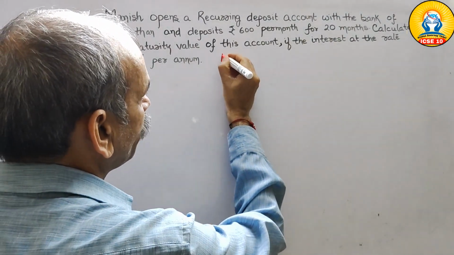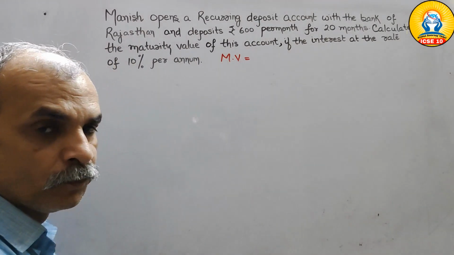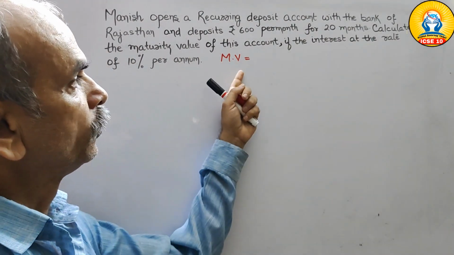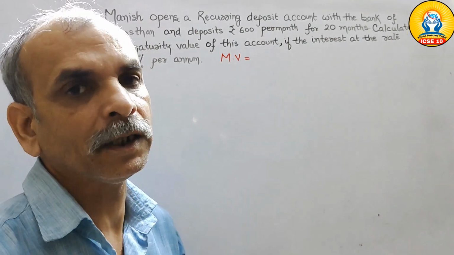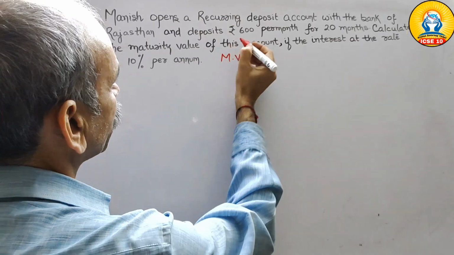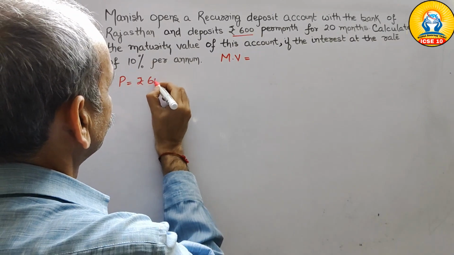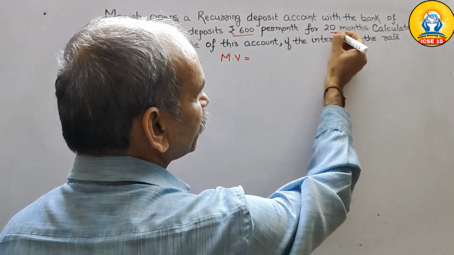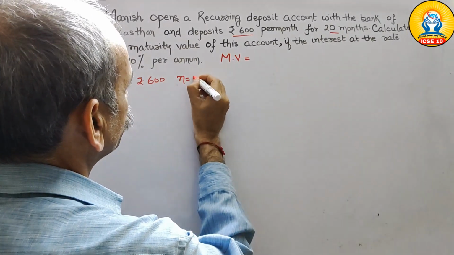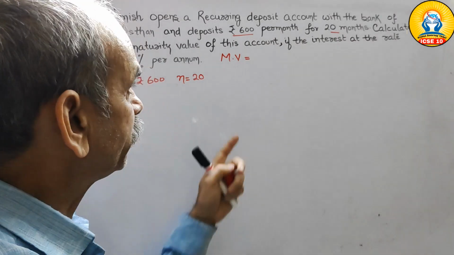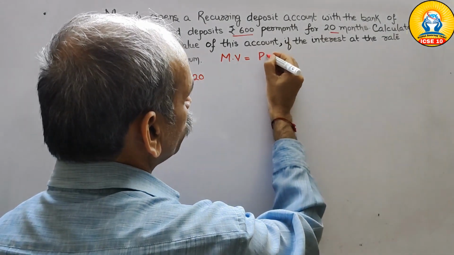What is that? MV, maturity value, is equal to the number of times he deposited that money. Suppose we have taken this as P. P is rupees 600. For 20 months he had deposited, so this is your N. So we can say N is equal to 20. So here we will write it as P into N first, that is PN.